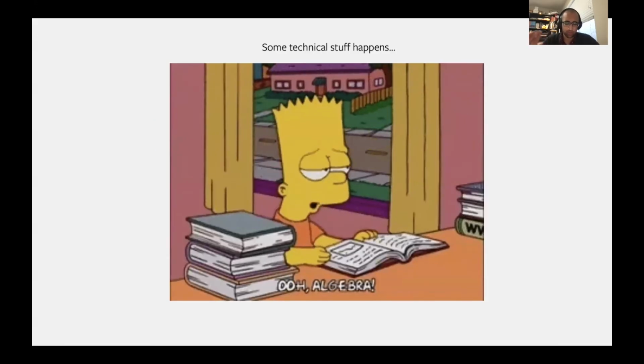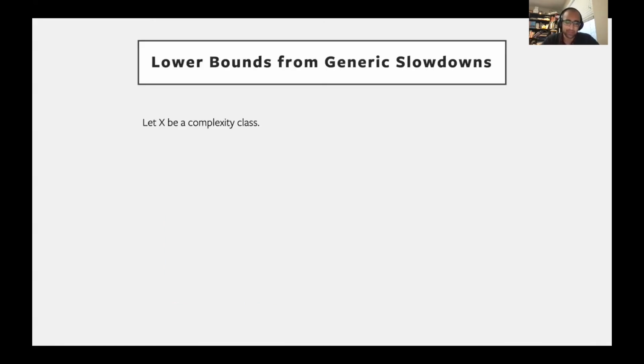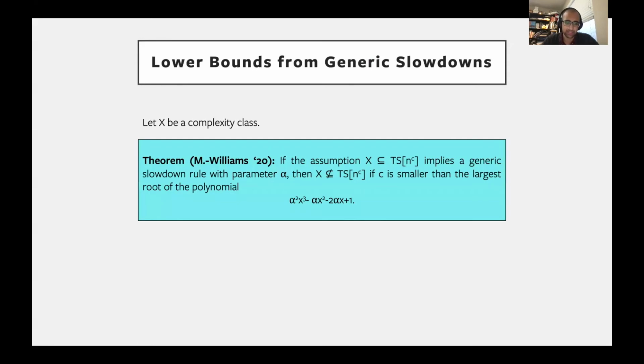So what exactly does this give us first? Well, we can do some algebra and we get the following theorem. Let X be a complexity class. And here's the theorem. If the assumption X is contained in TS n to the c implies a generic slowdown rule with parameter alpha, then X is not contained in TS n to the c whenever c is smaller than the largest root of some polynomial that depends on alpha.